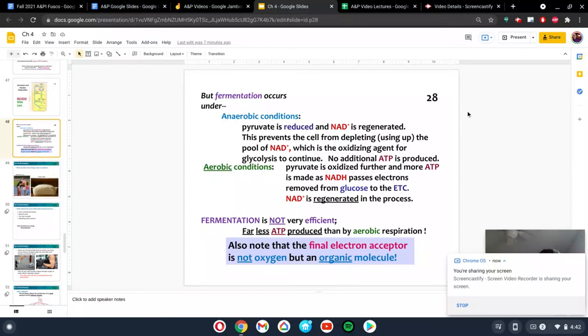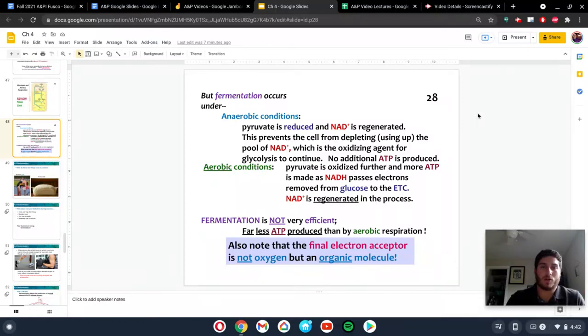Hey everybody. So these next couple slides are going to be discussing the process of fermentation. So this is no longer cellular respiration. This is a different process. As mentioned earlier, aerobic respiration is a process in which you have oxygen. All right. So that is our cellular respiration. Anaerobic respiration is a situation where we do not have oxygen and therefore cannot do cellular respiration.